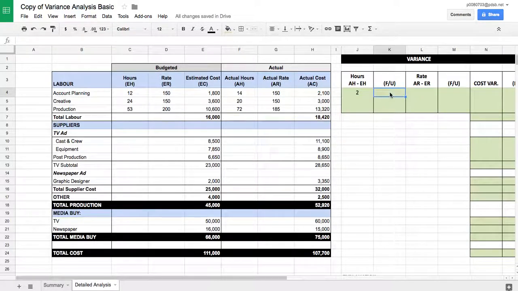And if we went over by 2 hours, this is a simple comment line. Is it favorable or unfavorable? Well, it's unfavorable to us because it took longer. It's going to cost us more.